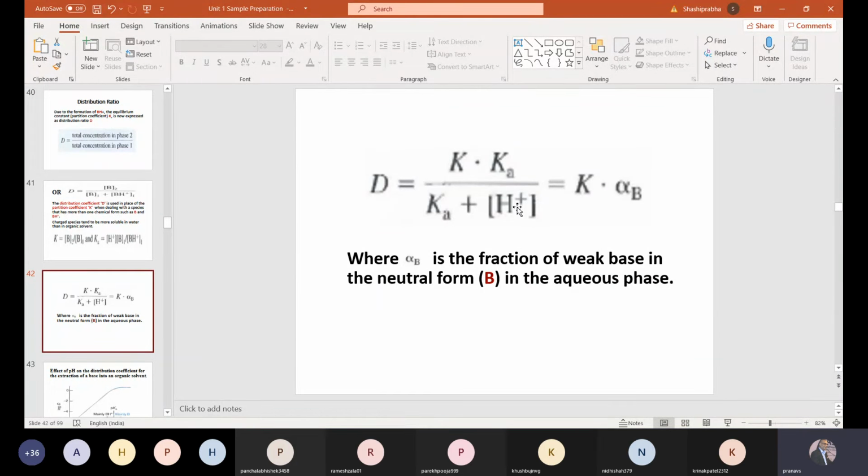You can use alpha for this term. This is okay, just to simplify this equation. But this is what one should remember about what is happening here.